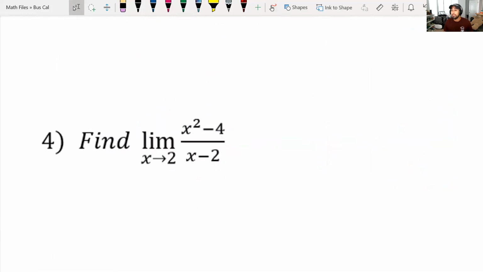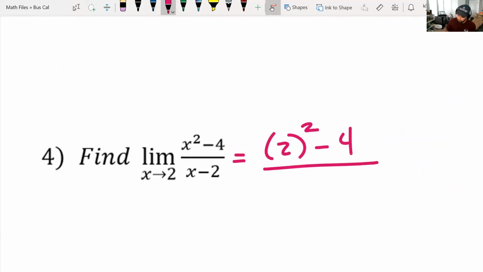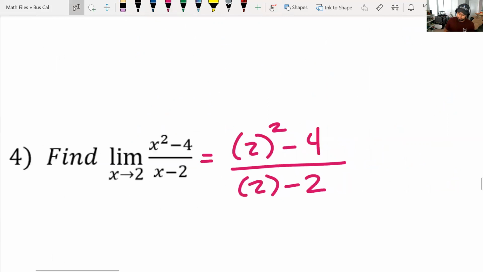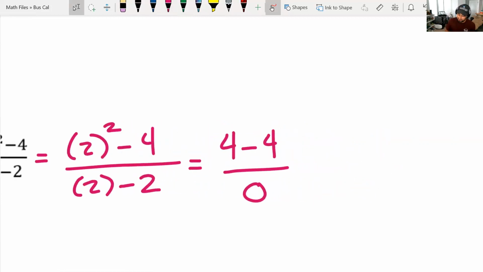Okay, let's do it again. Since we think calculus is so easy, let's just plug in 2. It works for all the other ones, right? So you'll get 2 squared minus 4 over 2 minus 2. Simplify. You get 4 minus 4 over 0, and then you get 0 over 0.